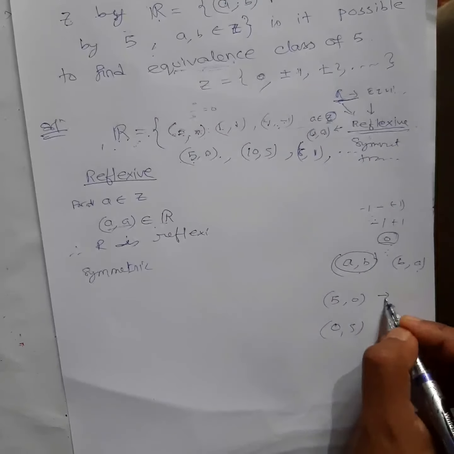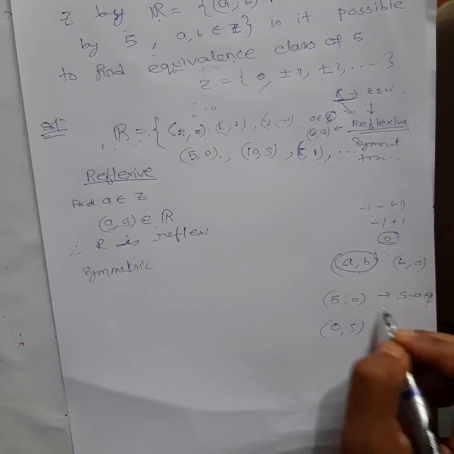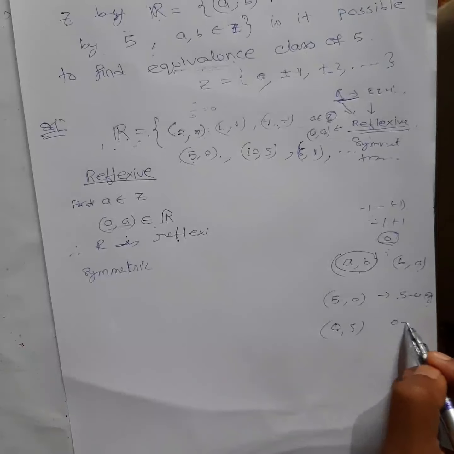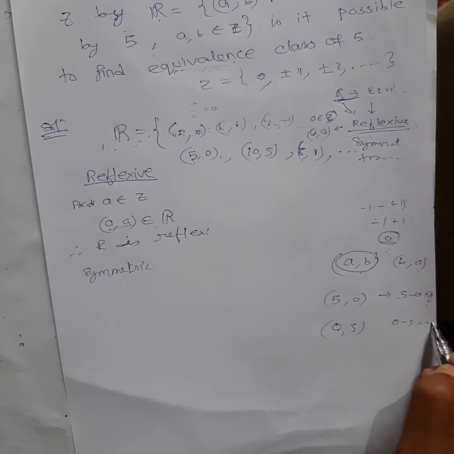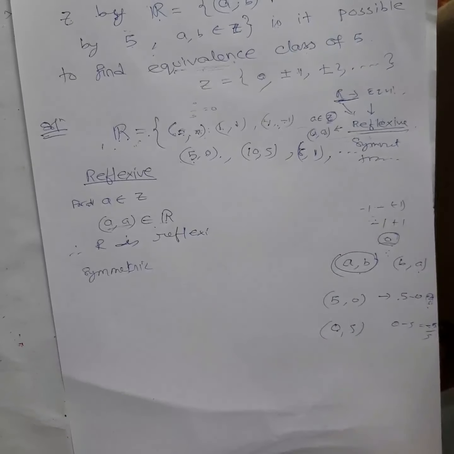5 0, why is it there? You can see 5 minus 0, how much is it? 5, divisible by 5, right? So it is there, 5 0. Now 0 5 will be there or not? So 0 5 obviously will be there. 0 minus 5 will be how much? Only the sign will change here, minus 5. Now minus 5 will be divisible by 5 or not?